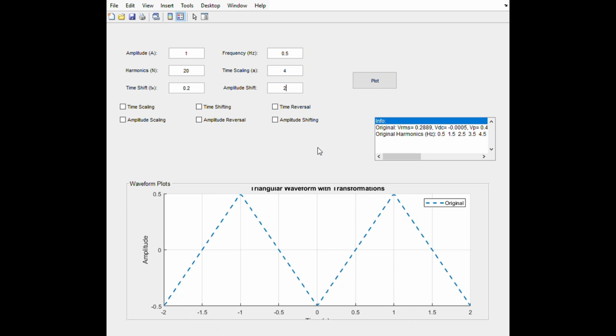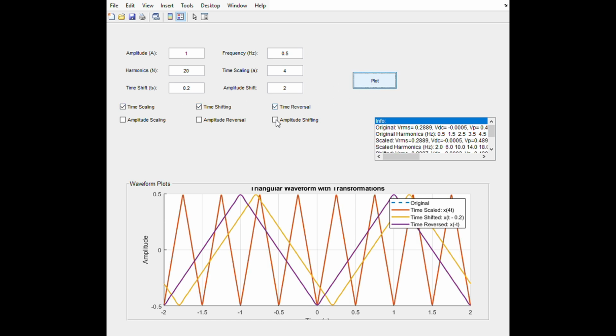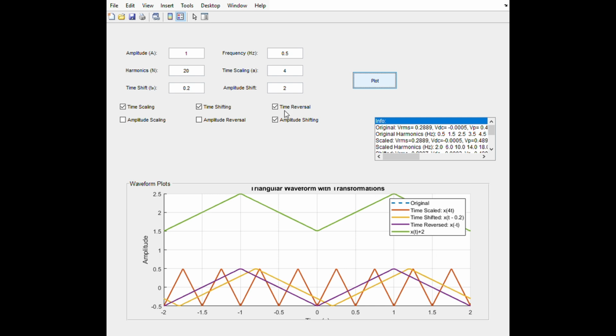In summary, the MATLAB GUI integrates signal generation, transformation, and analysis into one interactive platform. It bridges the gap between mathematical theory and real-world signal behavior.